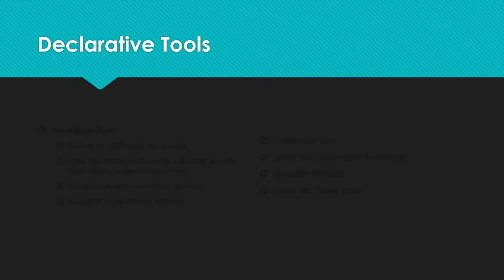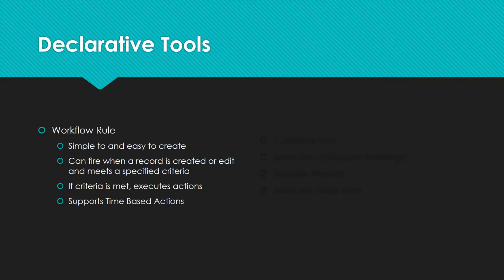So the first declarative tool in the developer toolhouse is the workflow rule. It's simple and easy to create. A lot of admins are familiar with a workflow rule, and it can fire when a record is created or edited to meet a specific criteria. So it looks for a criteria being met, and then it executes an action. So for example, if an opportunity is set to sold, then it fires an action.